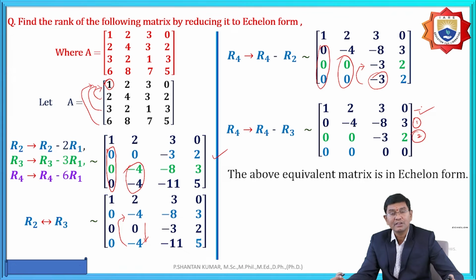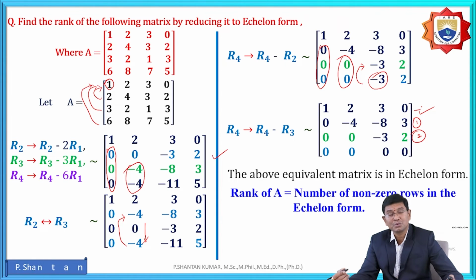And the conclusion, based on the echelon form: the rank is nothing but the number of non-zero rows in the echelon form. Here, in the echelon form, the number of non-zero rows is clearly 3. Therefore, the rank of the matrix is equal to 3.